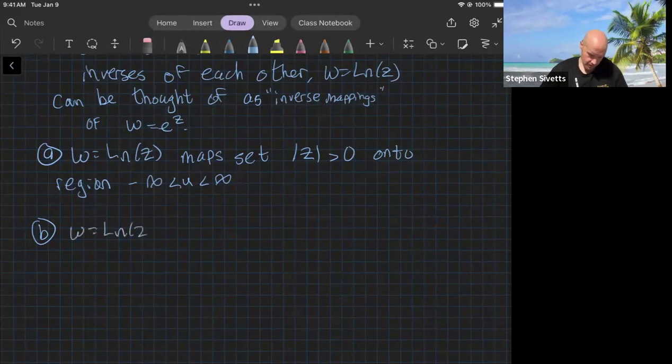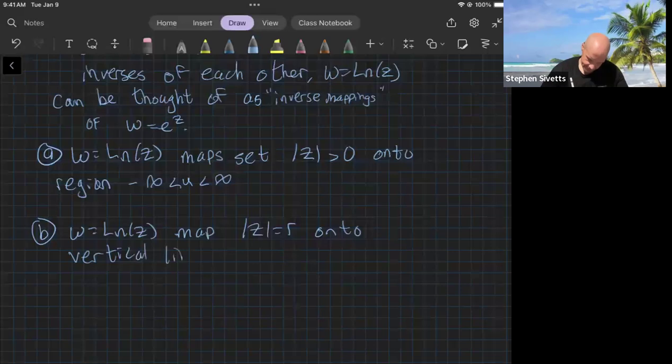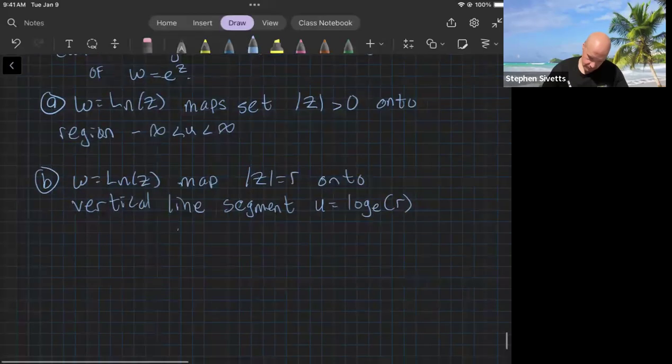This function will map circles onto a vertical line segment, since it's on a region. U equals log base e of r, right? And then v is in between minus pi and pi, right?